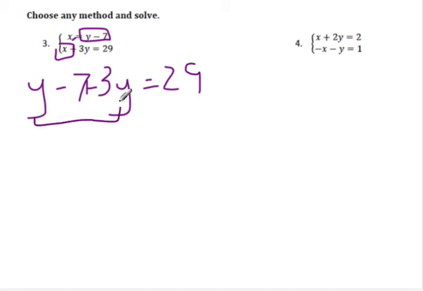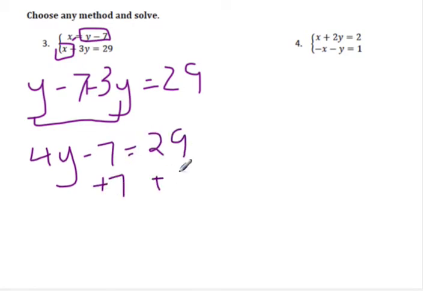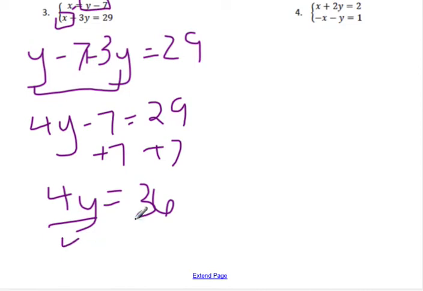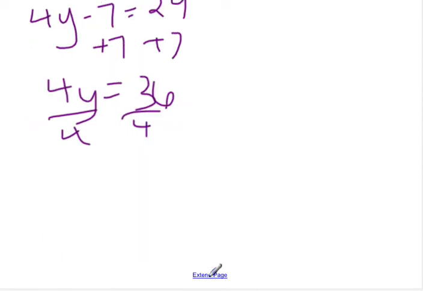So y plus 3y is going to give me 4y. Then I have minus 7 is equal to 29. So then I'm going to add 7 to both sides, and I get that 4y is equal to 36. Then I'm going to divide both sides by 4, and I get that y is equal to 9.